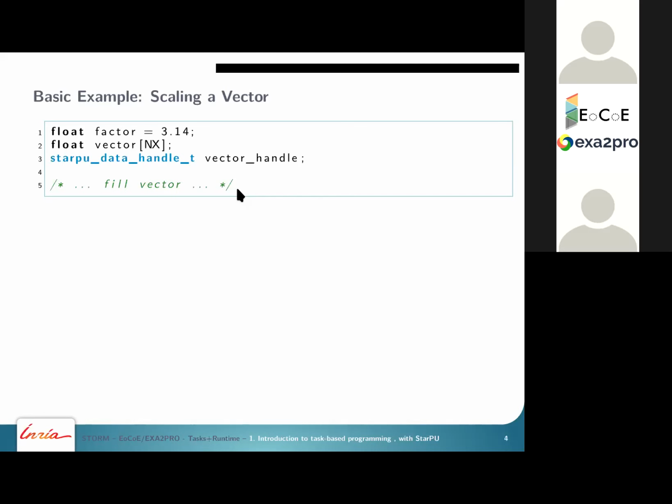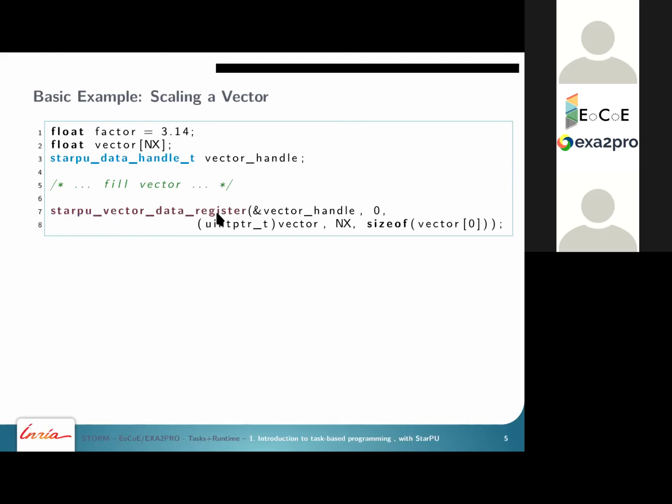So what you will need is virtual data, as I mentioned the other day. What we call a data handle, here a vector handle. We call a function that registers the piece of data, so the vector here, and we get as a result the vector handle. This is a value that is returned to the program after providing the vector, the number of elements, and the size of each element.